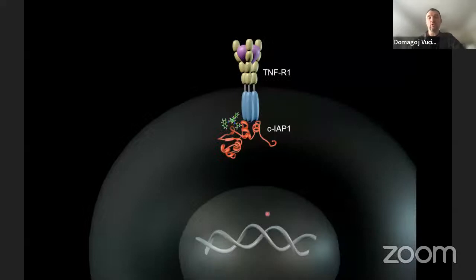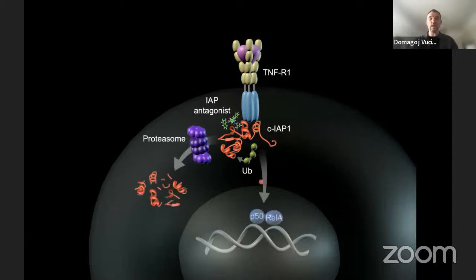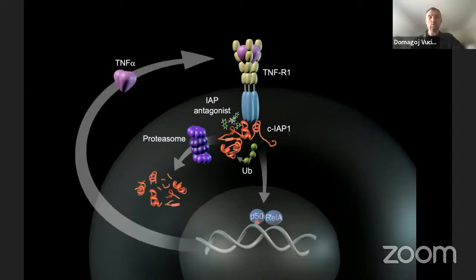So just to summarize this part so far. You have TNF binding to TNFR1, you recruit CIP1. And then if you throw in an IAP antagonist, this is what happens. Then ubiquitination occurs and CIP1 auto-ubiquitinates itself, okay? As a result of that, you're going to have proteasomal degradation, but you're going to have also activation of non-canonical NF-κB signaling. And as a result of this activation of non-canonical NF-κB signaling, you have production of various cytokines and chemokines.